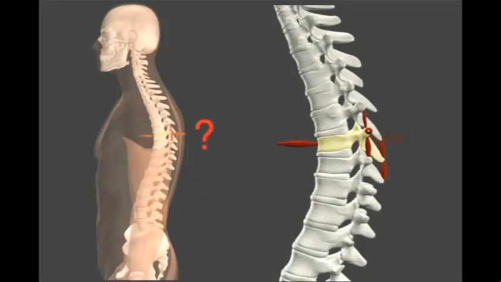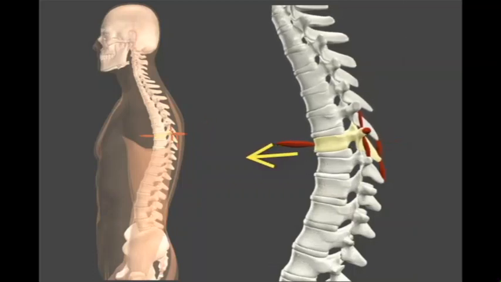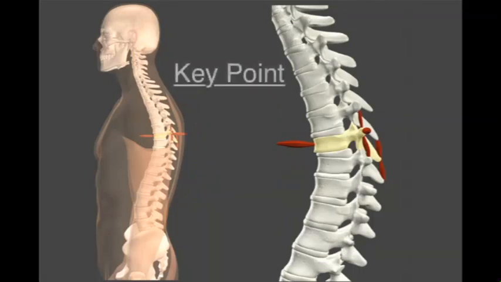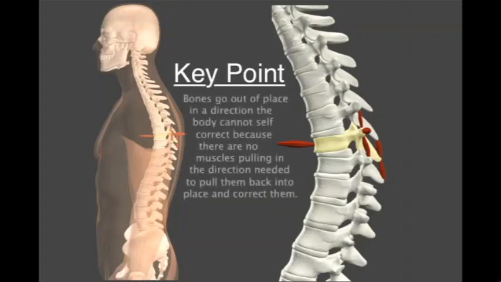It goes back to nowhere because there's nothing behind your spine except for some skin. So what happens when that bone goes forward, your body tilts forward, it loses its leverage, and you have no way to self-correct it. So it turns out that the most important thing that happens with bodies to cause structure to collapse and have problems, or to cause body structures to go wrong, is bones go out of place in a direction the body cannot self-correct because there are no muscles pulling in the direction needed to pull them back into place and correct them.